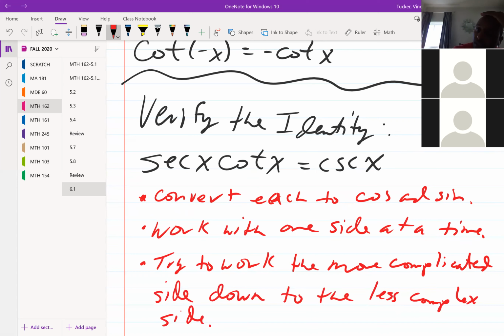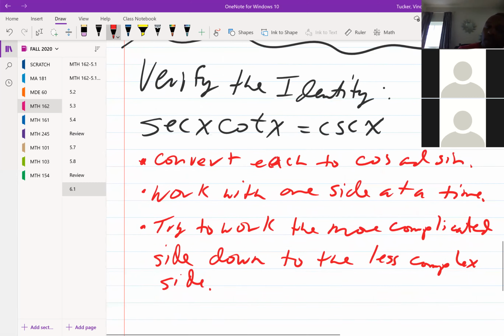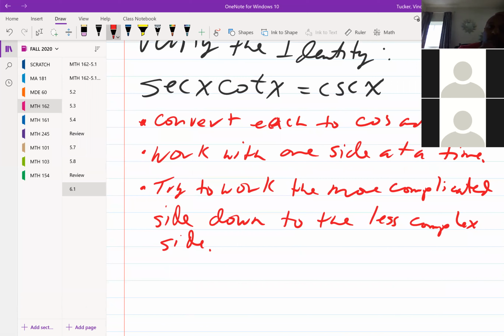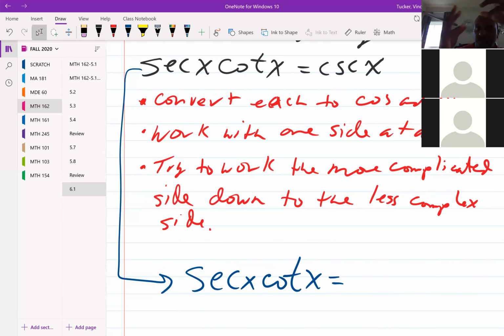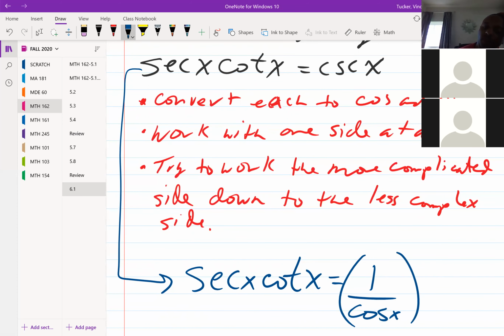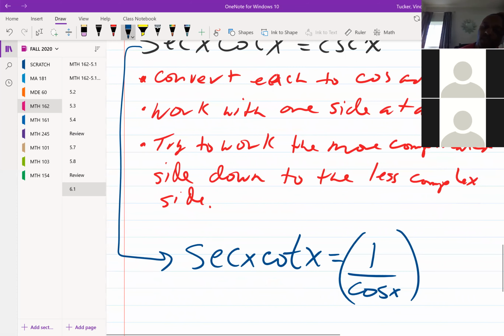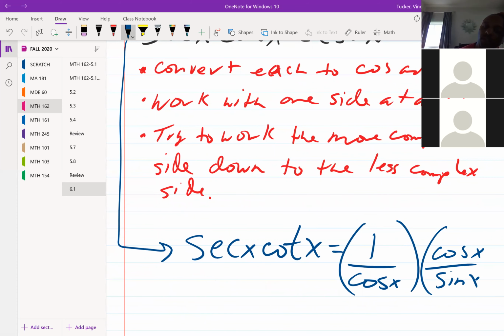So we want to convert each to sine or cosine, see if that'll work. Of course, you want to try to work one side at a time, and then try to work the more complicated side down to the less complicated side. So when I look at what's going on here, I would actually look at the secant x times cotangent x and see if I can turn it into cosecant x, instead of working with cosecant and trying to expand it out to secant x cotangent x. So secant is 1 over cosine. Cotangent is cosine over sine.